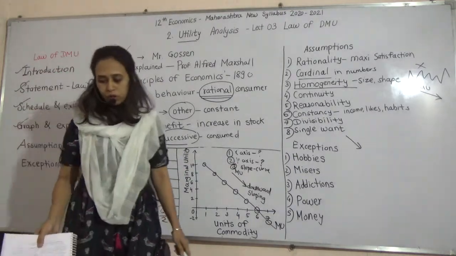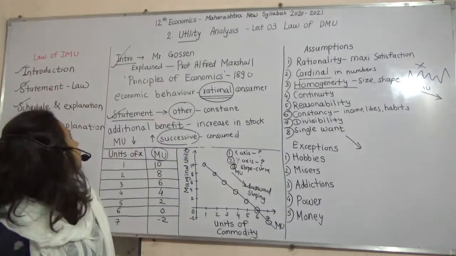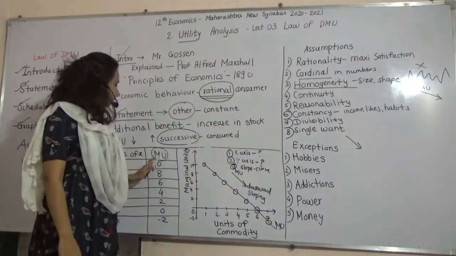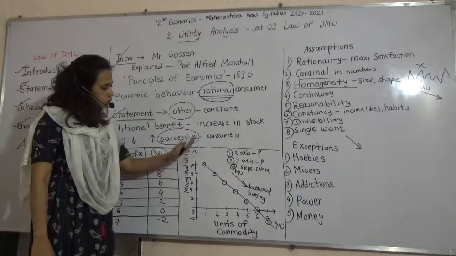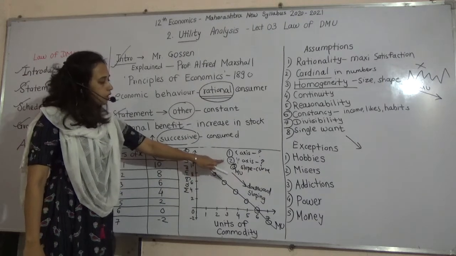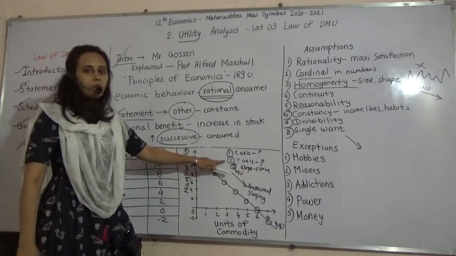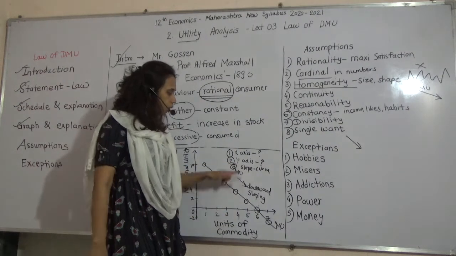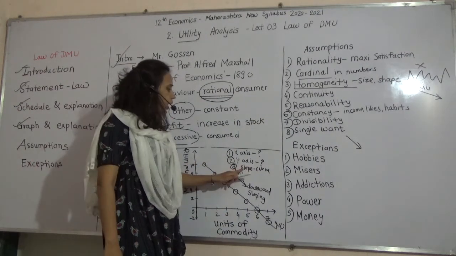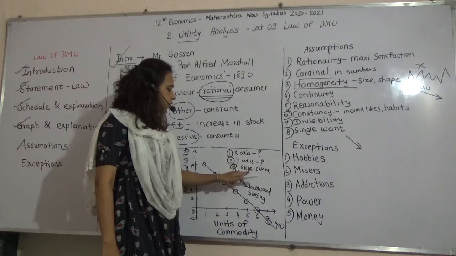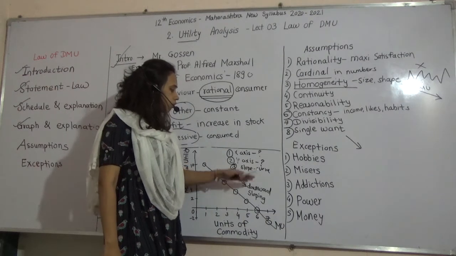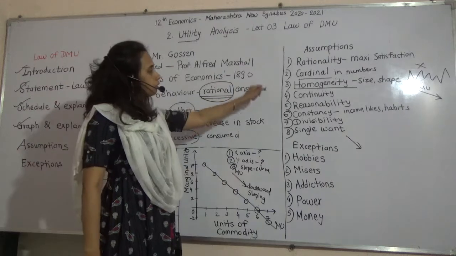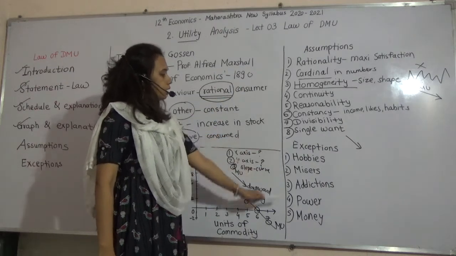We have finished with the introduction statement part. Then we have studied the schedule explanation and diagram explanation. See, in the diagram curve, every time we have to cover these 3 points: what the X-axis indicates, what the Y-axis indicates, and the MU curve, or whichever curve is there, whether it slopes downward or upward. You have to cover these 3 points. Then we have seen the assumptions part and exceptions.